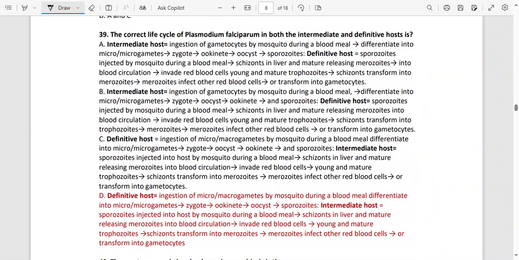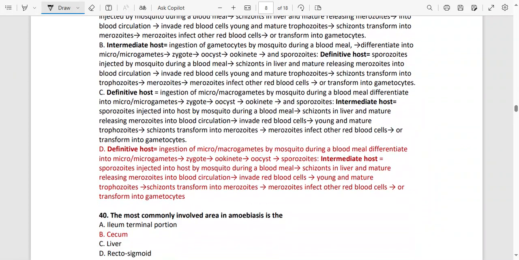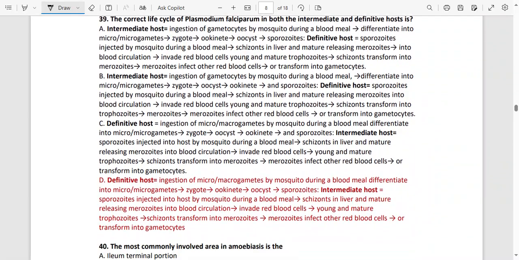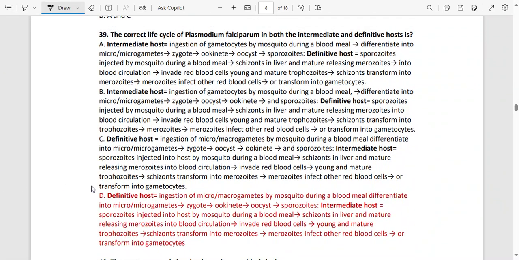And then the correct order of the life cycle of malaria in both the definitive and intermediate hosts. The definitive host is the mosquito, the intermediate host is the man. So in the mosquito, there's going to be ingestion of the micro and macro gametocytes by the mosquito during a blood meal, and those are going to differentiate into microgametes.